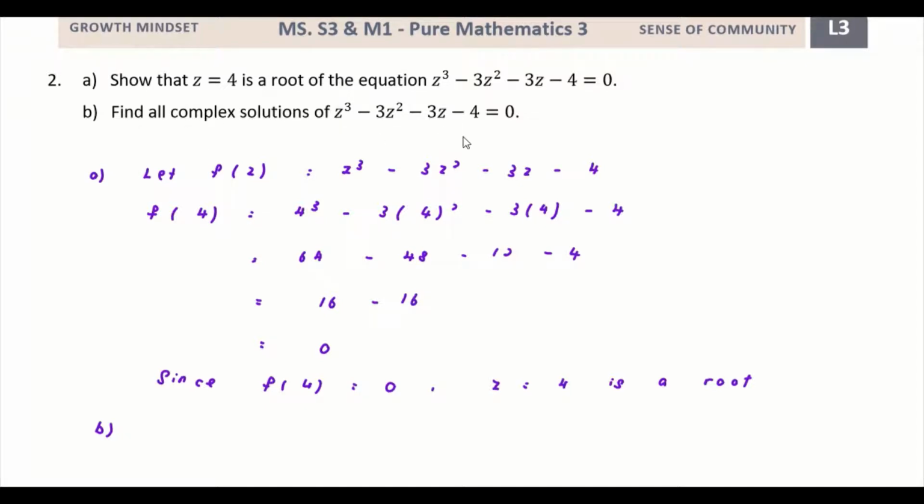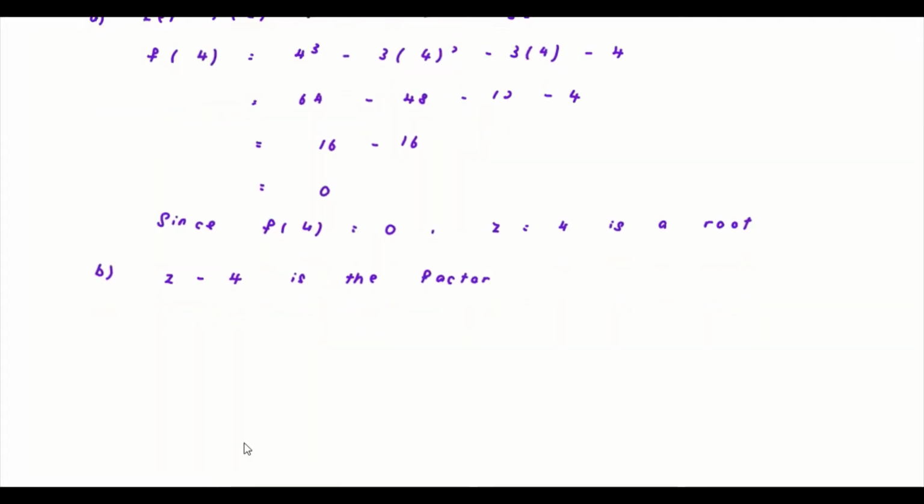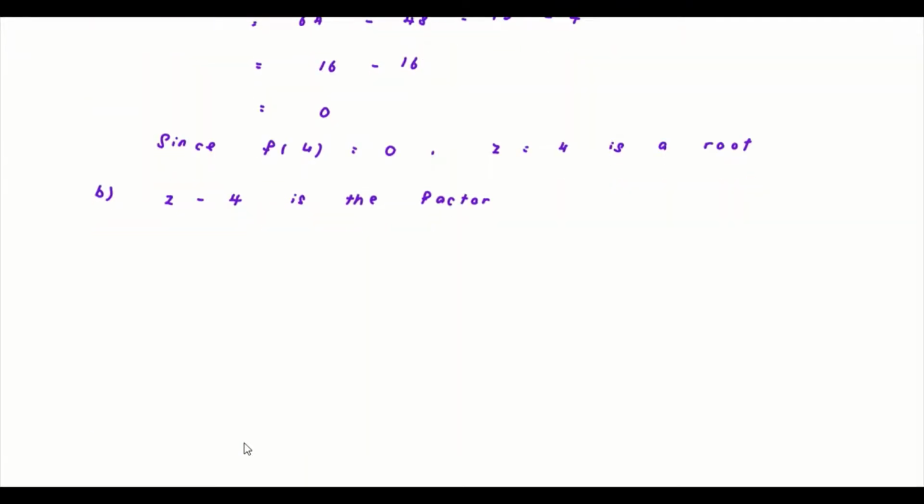So part (b): find all the complex solutions for the equation here. Same thing, by using the factor theorem. If we know that z equals 4 is the root, which means that z minus 4 is the factor. When you divide the whole equation by z minus 4, you should get a remainder of 0. Then after that, you can get the other factor from your long division. Normally we can do comparison, but for this question, we try to do long division. For the other question, we can try to use the inspection method.